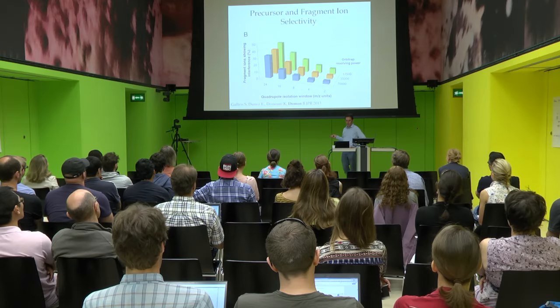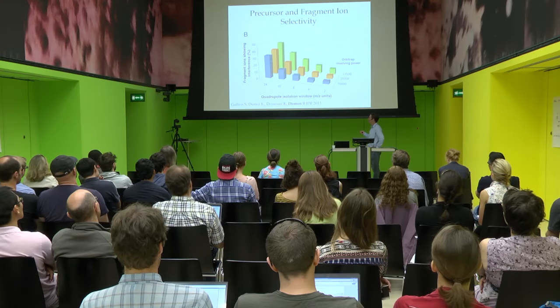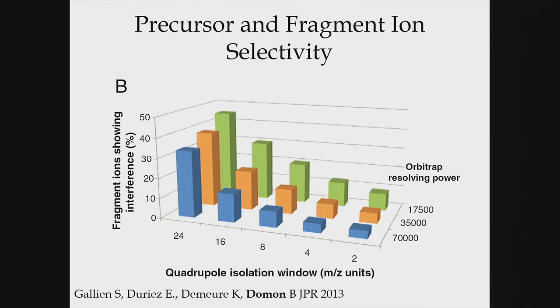Okay. So here's the plot that Bruno showed about the relationship between the precursor isolation window width and resolving power and the number of fragment ions showing interference. So what we see is, if we start here, well, here's the worst: a 24 mass to charge wide window with 17,500 resolving power. As we go along this way, this is using the same resolving power and reducing the isolation window width. So we see large improvements reducing the width all the way down to 2 mass to charge.